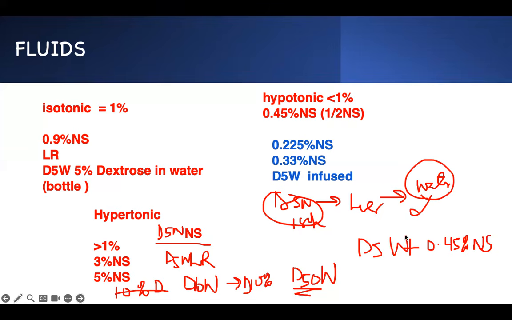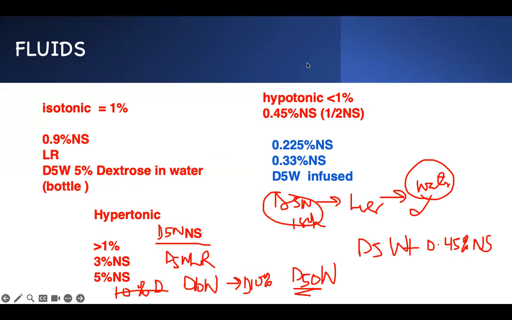What have you made it? A hypertonic solution. So D5W plus 0.5% normal saline is a hypertonic solution. So these are your hypertonic solutions. These are your isotonic solutions. These are your hypotonic. So when they give you a question, don't struggle. Just make it. You try to break it down. You can figure out where they fall.